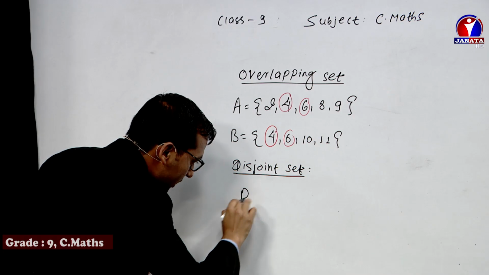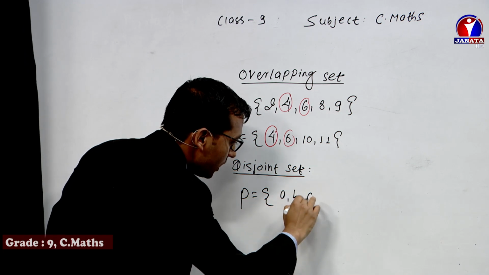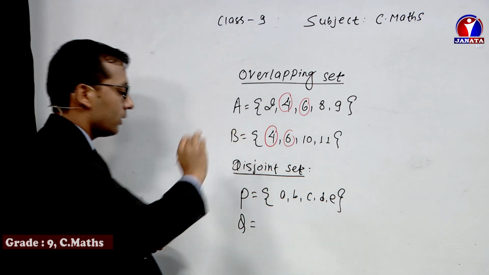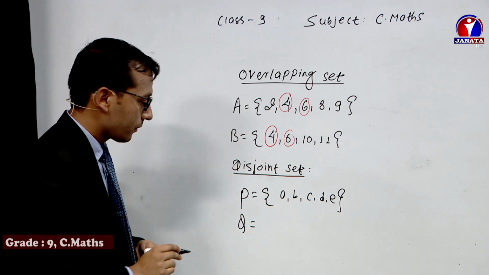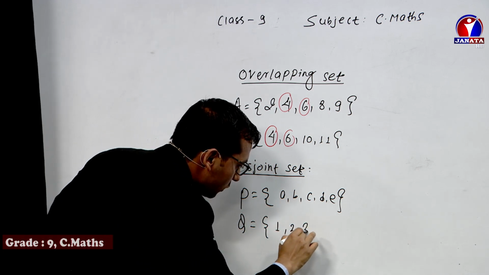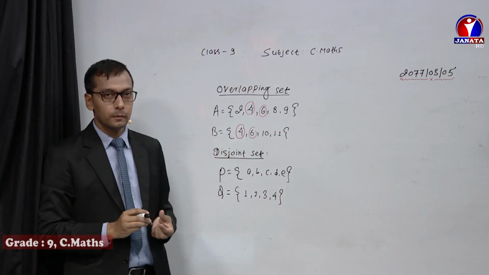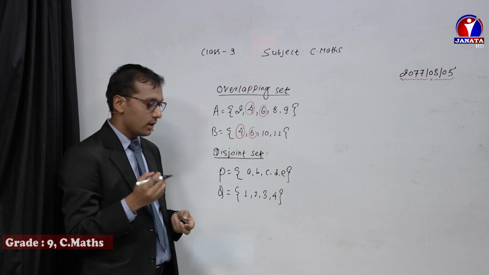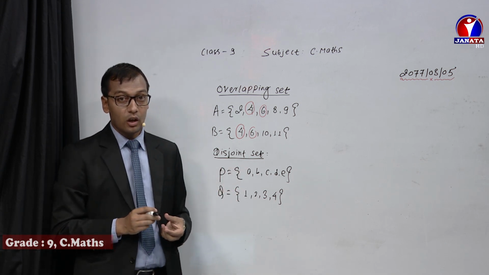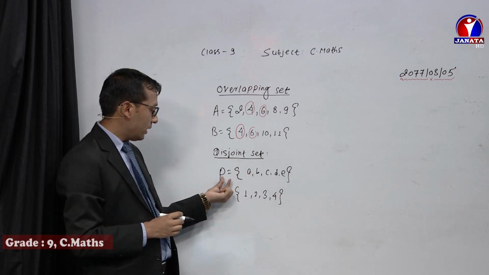Okay, so I'm taking a set P. P is, suppose, A, B, C, D, and E. Let's take another set Q. Q is 1, 2, 3, 4. For a disjoint set, elements of two different sets cannot be common. So here there are no common elements in sets P and Q.